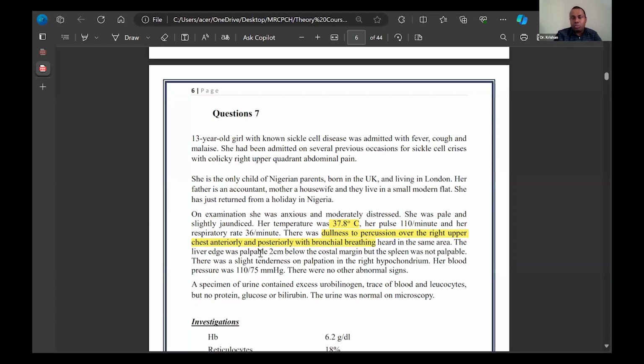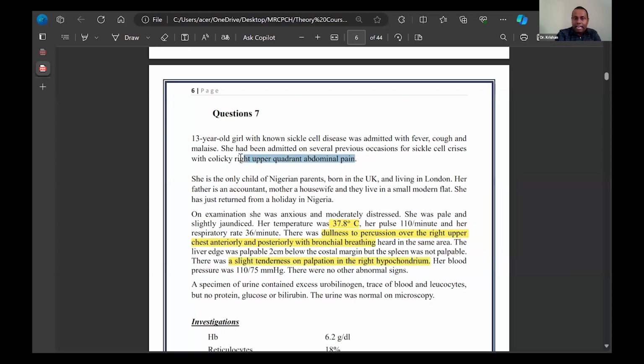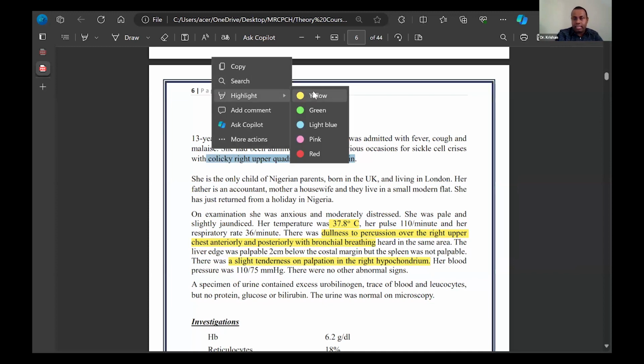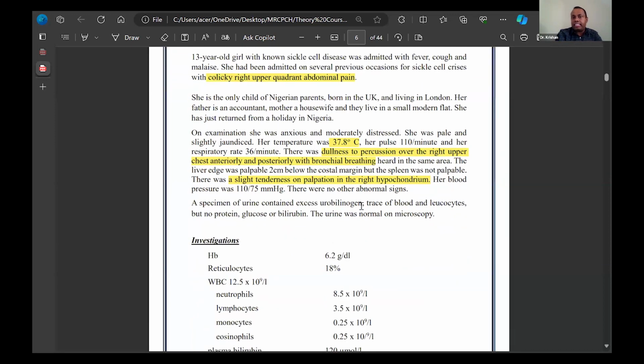The liver edge was 2 centimeters below palpable. Spleen was not palpable, and there is slight tenderness on right hypochondrium. We know that she also had right upper quadrant colicky abdominal pain as well. She has both. Specimen of urine contains excess urobilinogen. So there is some hemolysis or jaundice going on. And then no proteinuria.